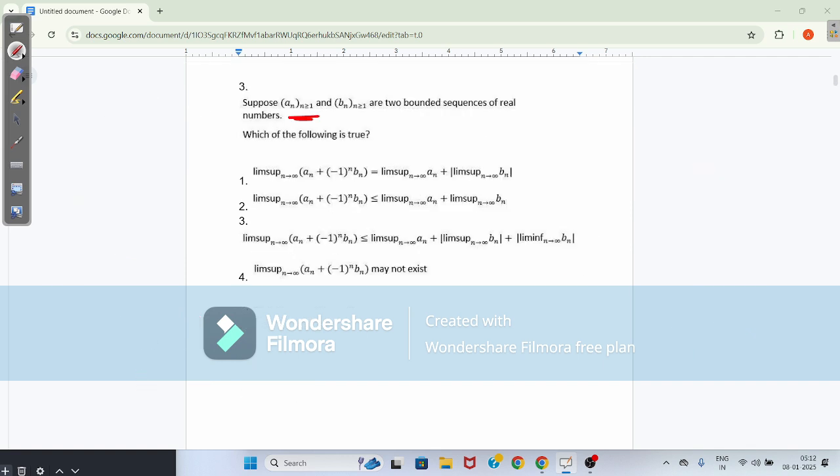Now this is the question which has been given here, which is bounded, and we have to prove this here. Now we have some tips here.